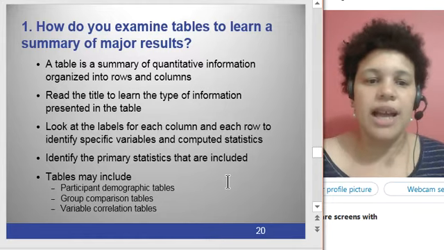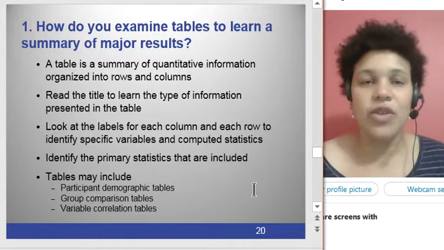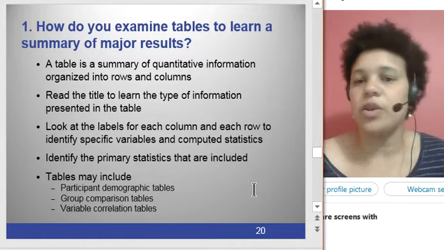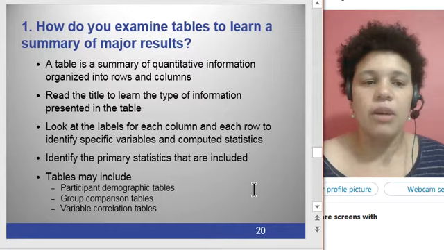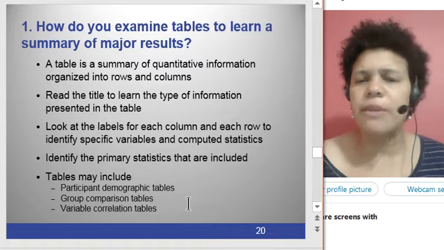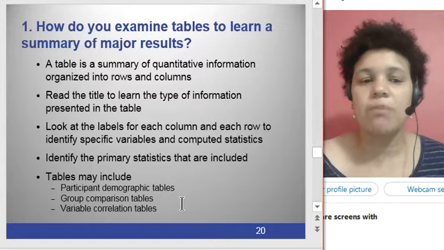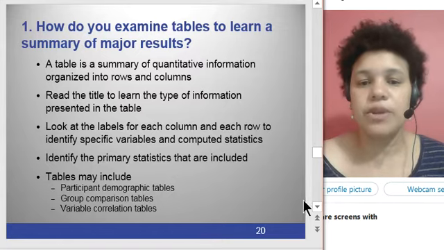Not always, but usually. Identifying the primary statistics that were included may or may not be important, whether they use the F statistic or a T statistic or what. But I'll show you what really is important. Tables may include demographic tables, tables that compare groups, or tables that relate to the variables.